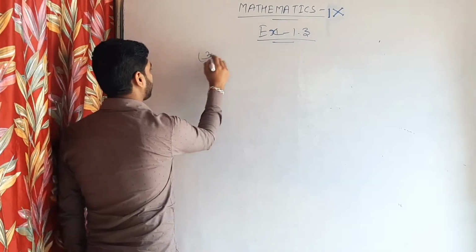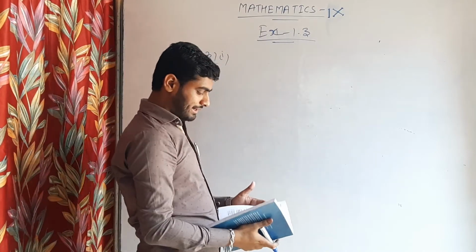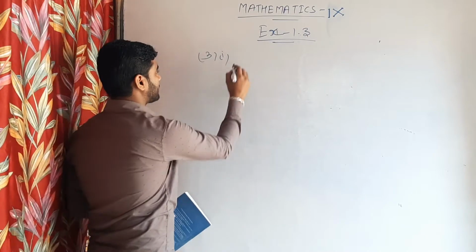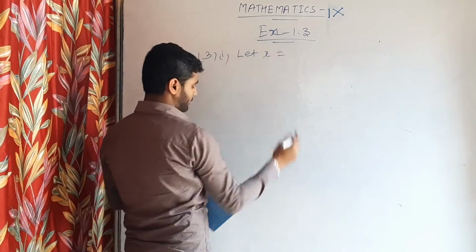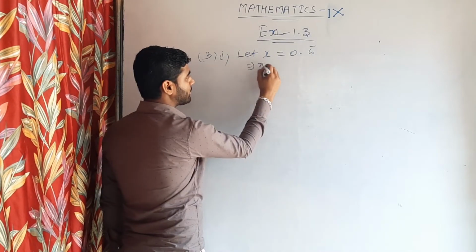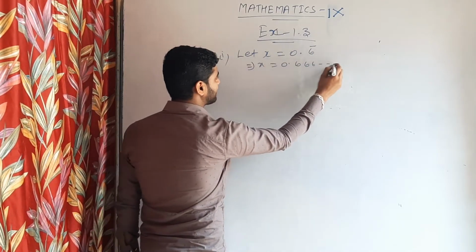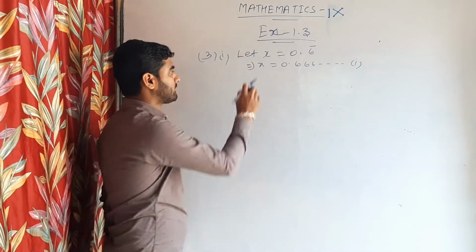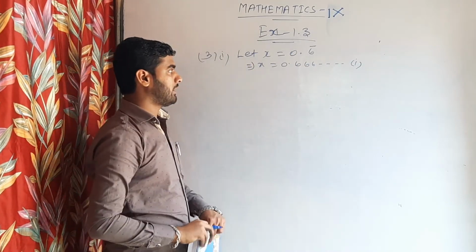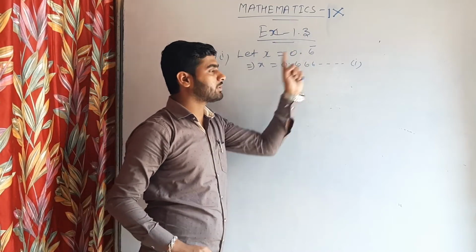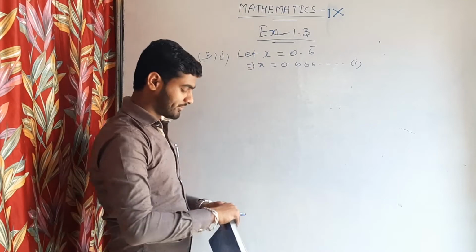Question number 3. Express the following in the form p by q, where p and q are integers. Let x equal to 0.6 recurring. So we write x equal to 0.666, equation first. Now we see how many digits are under the recurring place. There is one digit on which the recurring is placed.